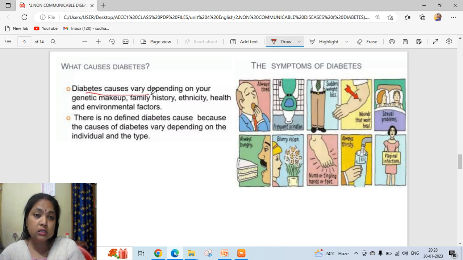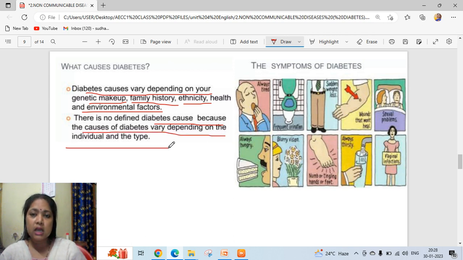Diabetes causes vary depending on your genetic makeup, family history, ethnicity, health and environmental factors. There is no defined diabetes cause, because the causes of diabetes vary depending on the individual and the type. Okay, so what are the symptoms?